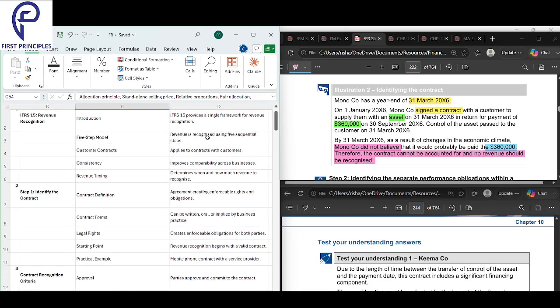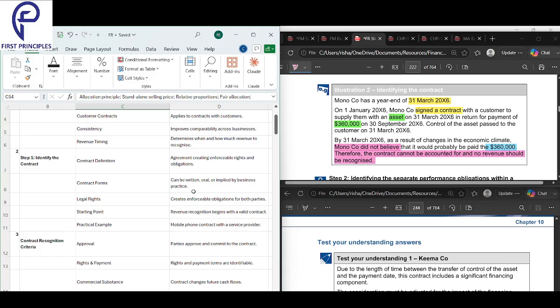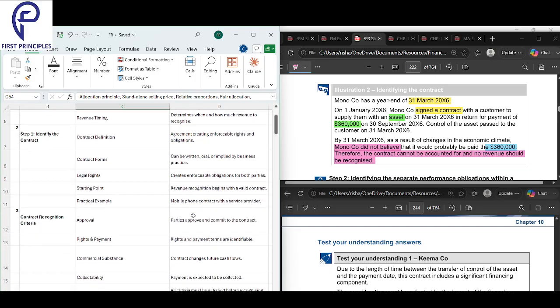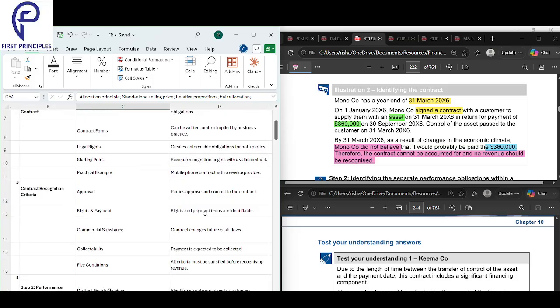Here is what we said earlier: the contract must be approved by all parties, rights must be identifiable, enforceable rights can be oral, and it is probable that cash flows will be collected. So in the contract recognition criteria, you should expect the amount to be collected. If you don't think you can collect it, don't recognize. Here you don't think you can collect the 360 anymore, so you don't recognize it. Clear, everybody? Do you understand?